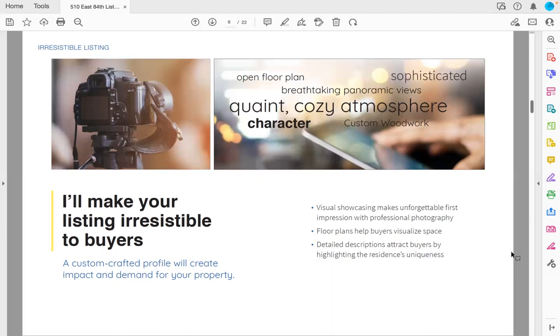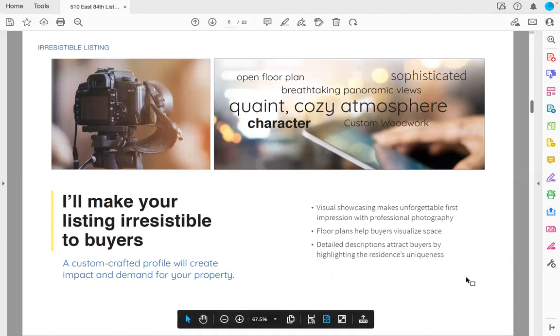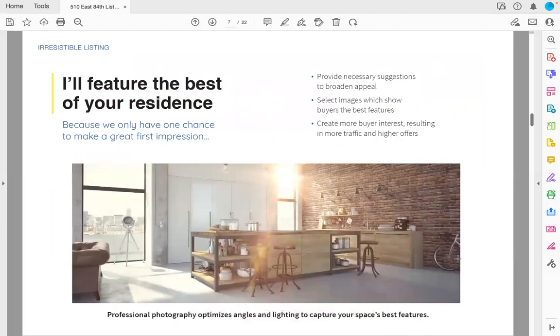So totally. And again, what we want to do is virtually showcase your property in the best way possible. And we do that in a number of ways: through the photography, through floor plans, through the descriptions that we do. We're going to optimize angles and lighting and things like that, and we're going to make sure that everyone sees this.